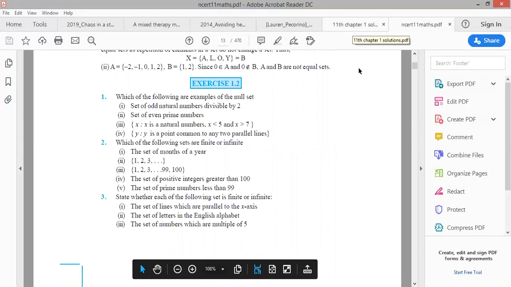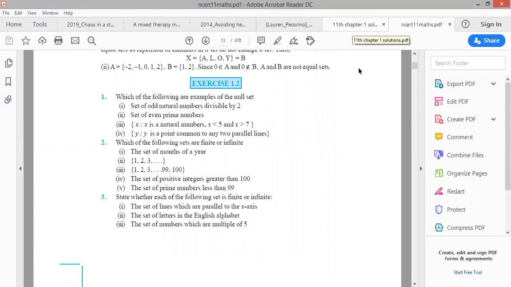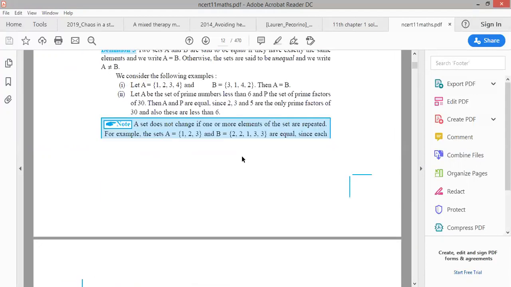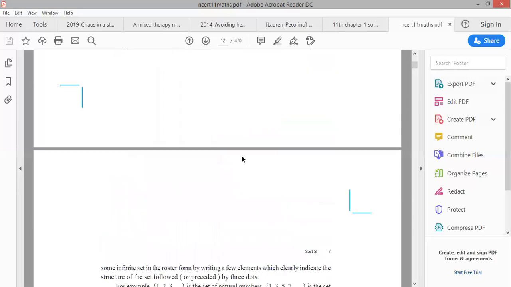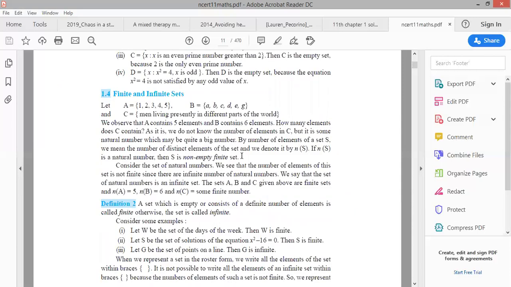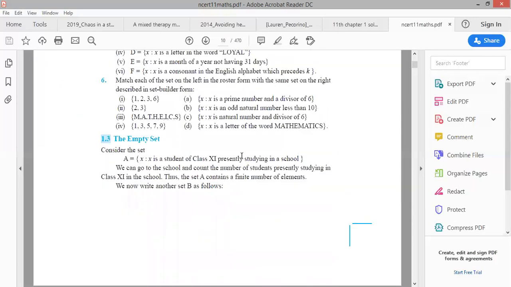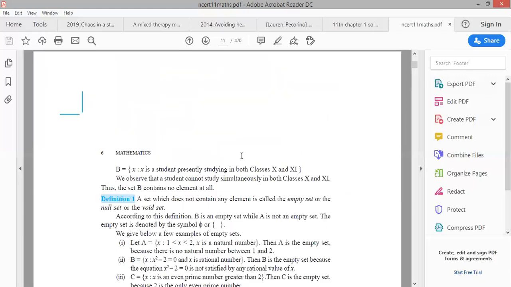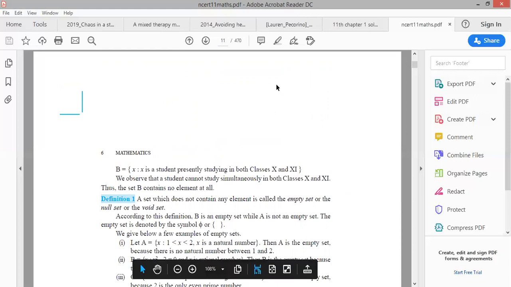You all open your books and go to exercise number 1.2. Before going to exercise number 1.2, let's recall that empty set is a set having no element. In empty set, we have no element. Empty set is represented by a Greek letter phi that you can see.